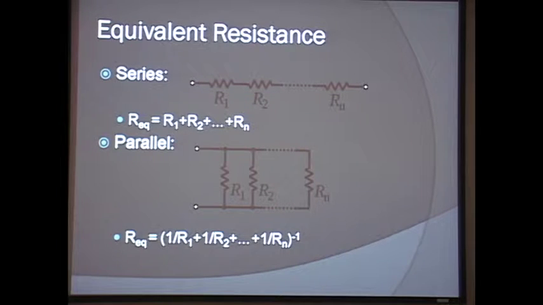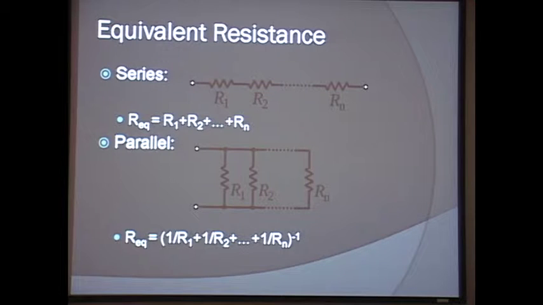We can add resistances together. If we have multiple resistances in a row as series, they're just all added together. So if you had 5 ohms and 10 ohms right in a row, you could just have one resistor that was 15 ohms to replace it.